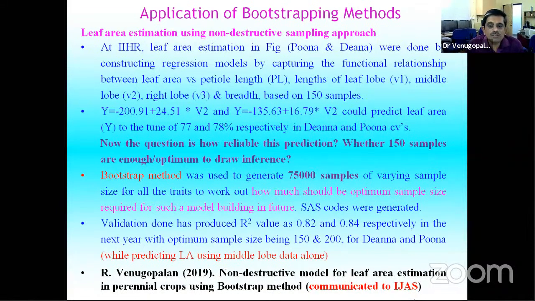We have generated some 75,000 samples of different sizes. Then again, we have used the leaf area estimation model given. Then we have identified the optimum sample size based on the change in the R square value between two sample sizes we have tried. So what we have inferred is that 150 and 200 respectively for Diana and Pune is sufficient for predicting leaf area using middle lobe data alone in the next research which is coming up. This paper I have already communicated to Indian Journal of Agricultural Sciences. It may come up mostly in a future issue.